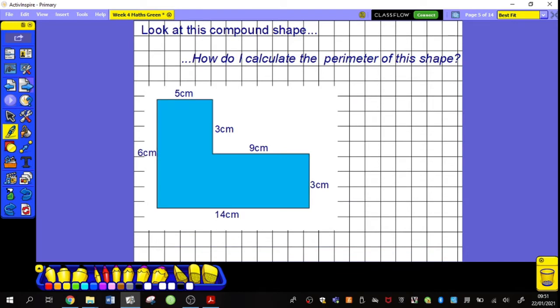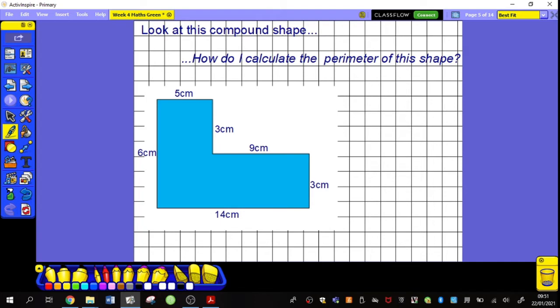Compound shapes are shapes that can be described as made up of two shapes. You may remember when calculating area in year 5 you had to split the shape up into two, and then I can see that I have two rectangles there. It might not be just two, might be three, might be four. We're in year 6, you don't know what I'm going to throw at you today. So how do I calculate the perimeter of this shape?